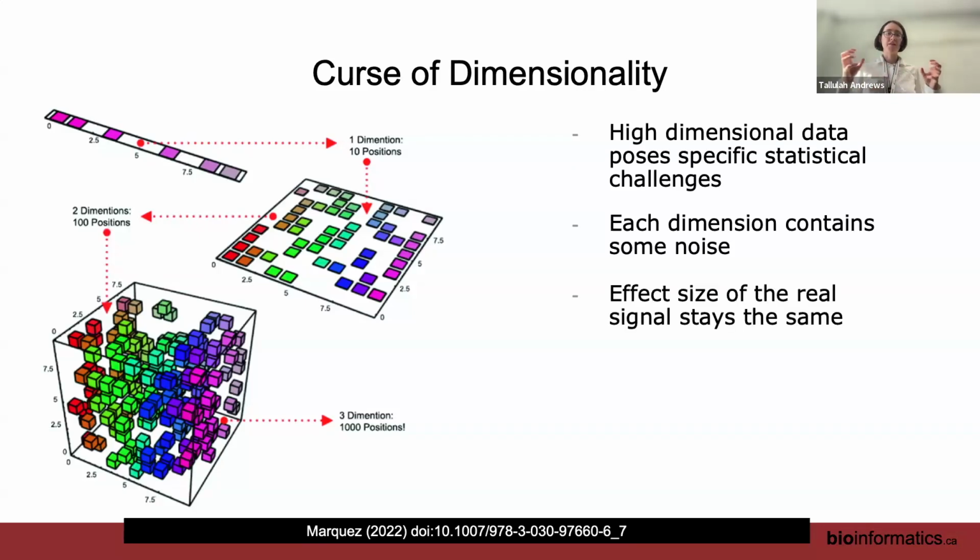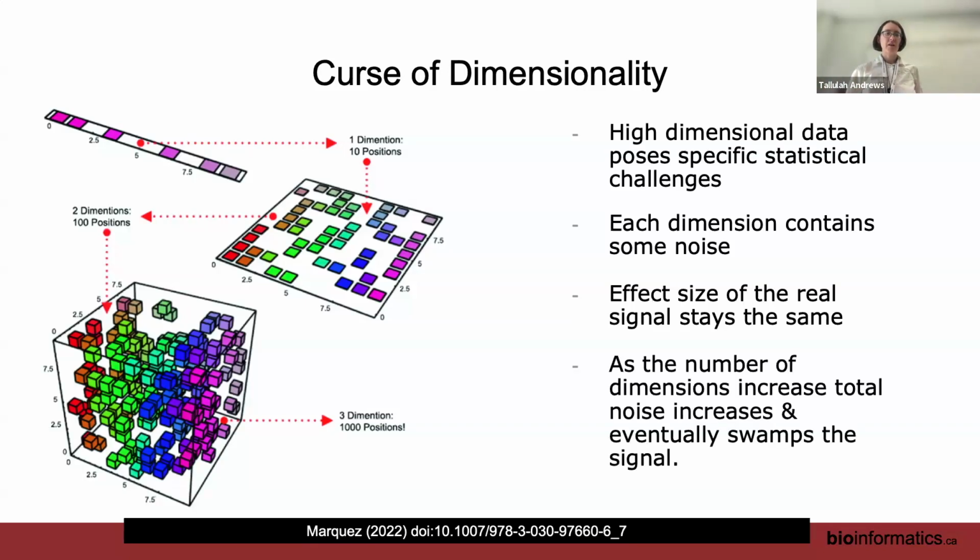However, the effect size, so how different a T cell is from an epithelial cell, stays the same regardless of how many genes we're looking at. This means as we increase the number of genes, the noise increases while our signal stays the same, and eventually that noise is going to swamp out the real signal. It becomes really hard to tell our different cells apart.